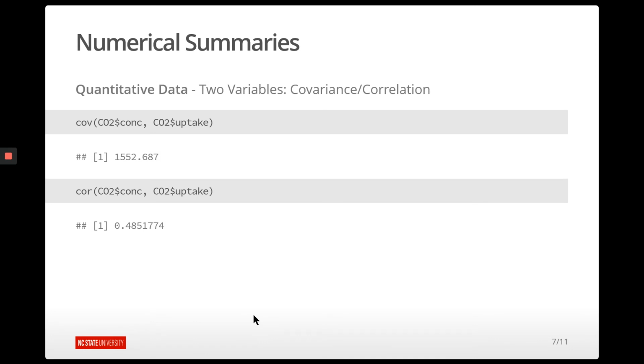We mentioned when we have 2 variables, the main thing that we want to look at would be the linear relationship. So covariance and correlation. And easily enough, COV gives us the covariance, COR gives us the correlation. The only things we need to give these functions would be the x and y variables that we want the covariance or correlation between. And so you can see here that we have probably what you'd consider a moderate positive correlation between these two variables. So we tend to see larger values of concentration with larger values of uptake.